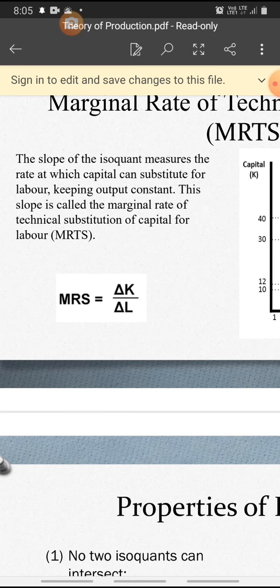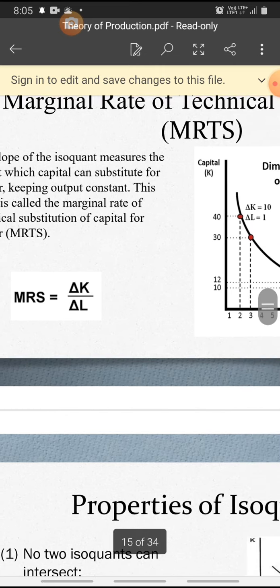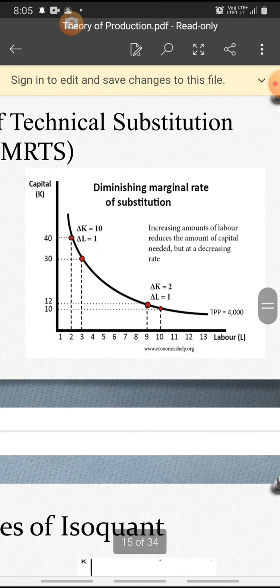We are substituting capital for labor. That is the technical substitution. So MRTS means delta K by delta L, change in capital divided by change in labor. By using isoquants, we are producing the same level of output and substituting one input for another. That is the marginal rate of substitution.